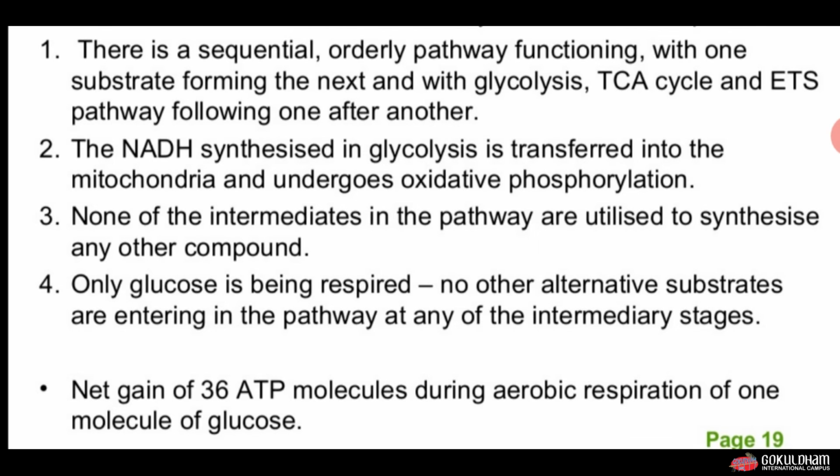Now, the net gain is 36 ATP molecules during aerobic respiration of one molecule of glucose. This is important for the MCQ: from the respiration of one glucose molecule, how many ATPs are produced? The answer is a net gain of 36 ATP. It means one complete aerobic respiration of a glucose molecule will produce 36 ATP.